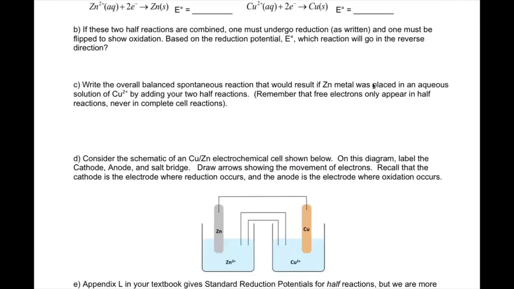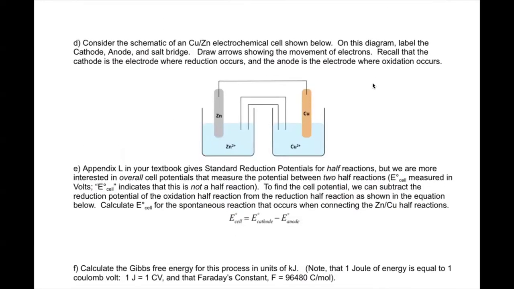When you have your overall balanced chemical equation, we can now imagine a schematic of our cell. And again, go read section 16.3 to help you answer these questions. But here's our electrochemical cell. And we have to figure out which side is the anode. Where is oxidation taking place? Is zinc oxidized or is copper oxidized? Okay. Whichever one's oxidized is your anode.